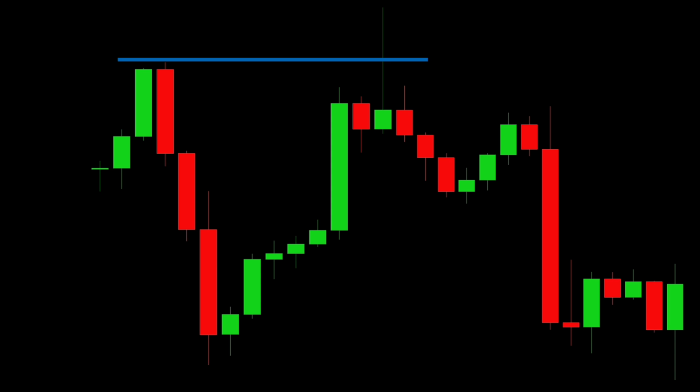The market doesn't move randomly. There is a logic behind every single move, and that logic is called the smart money concept. Today, I'm going to explain what it is, how it works, and why more and more traders are using it to read the market differently.